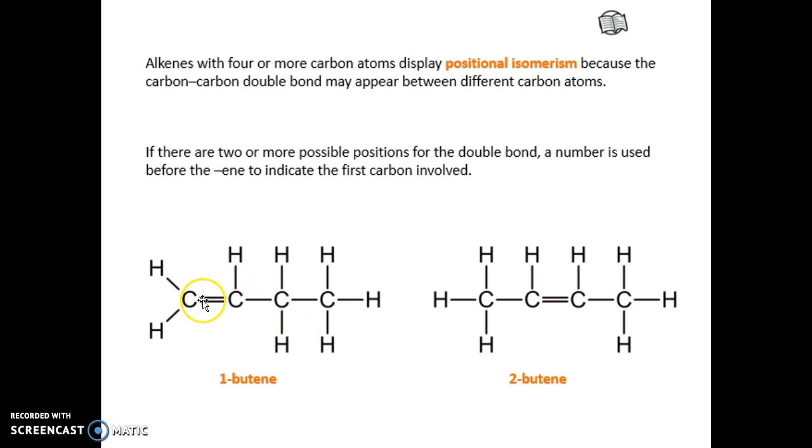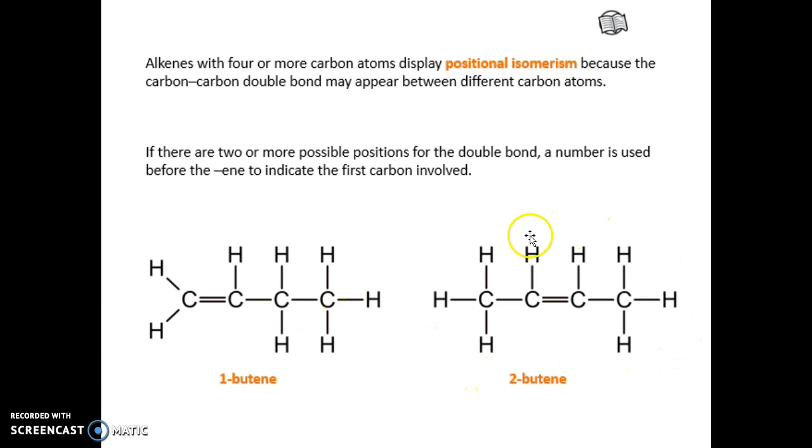So this is where, if you look at these two, we've got the same number of carbons. We have 4 carbons in this one, and 4 carbons in this one, and the same number of hydrogens. Here we've got 8 hydrogens on this one, and 8 hydrogens on this. So in shorthand, they could both be written in the same way as C4H8.